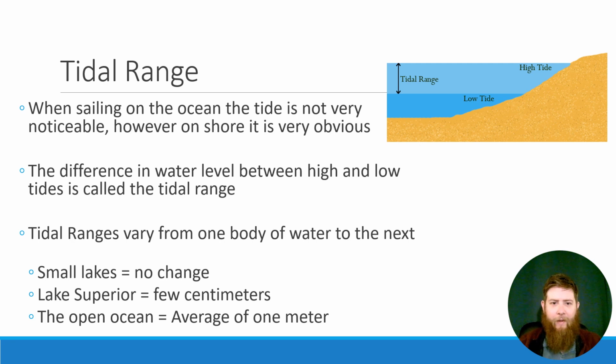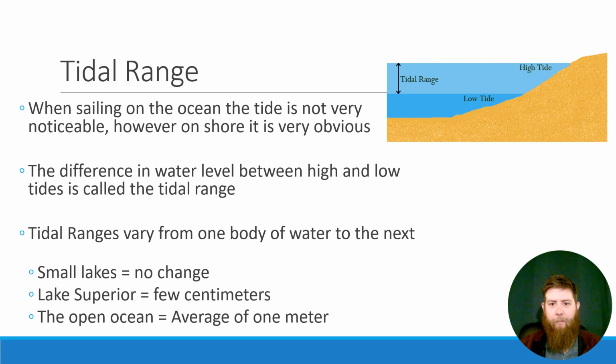A number that we care about, that we talk about a lot, is tidal range. When you're out sailing on the ocean, it's not noticeable that the ocean is going up and down. But when you're on shore, and you have something to compare it to, it's very obvious. The difference in water between the high and low tide lines here is what we call the tidal range. The tidal range can change all the time, every day, and it varies from one body of water to the next.